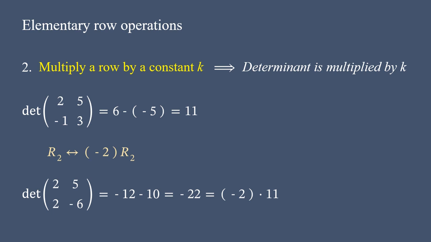With this example, we demonstrated our second statement, which means that we don't need to recalculate the determinant after elementary row operations. In this case, it was enough to multiply the known value of determinant by a given multiplier.